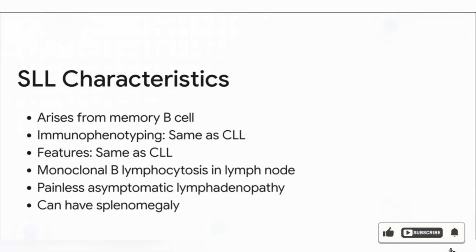So you have mastered CLL, but how exactly does it fit with SLL? Concept को समझो यहाँ. SLL actually arises from a memory B cell, unlike the naive B cell we saw in CLL. But clinically and practically, the immunophenotyping and features are exactly the same as CLL. The key difference is just the location. SLL represents monoclonal B lymphocytosis primarily in the lymph node rather than the peripheral blood. Patient आपके पास आएगा with painless asymptomatic lymphadenopathy, एकदम swollen, non-tender nodes. And yes, they can also present with splenomegaly.